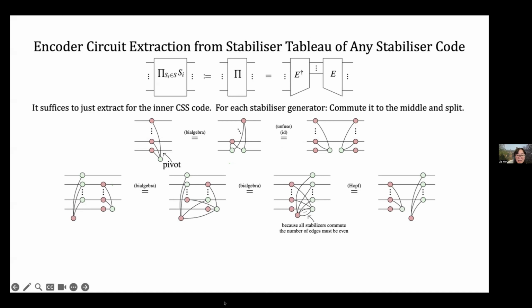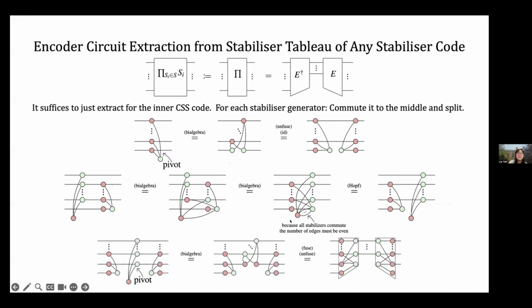And then you do the same for all the other generators, and you just commute them through to the middle. When you do the algebra, you do it with respect to the pivot, so you split on the pivot. Then the other generators of the same color just commute through because they don't touch that pivot by definition. And those of the opposite color just commute through because by definition all stabilizer generators must commute with each other. That means the number of edges between X and Z type stabilizer generators should be even, and they commute to the middle. Then you can split again on their pivot, and you just keep going.